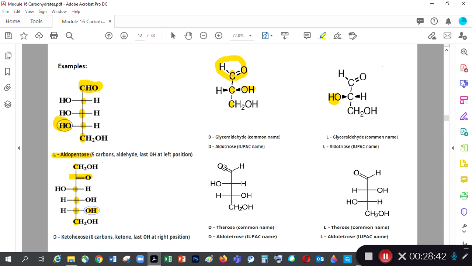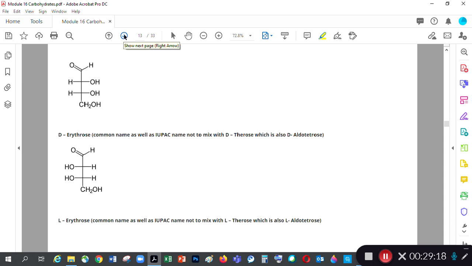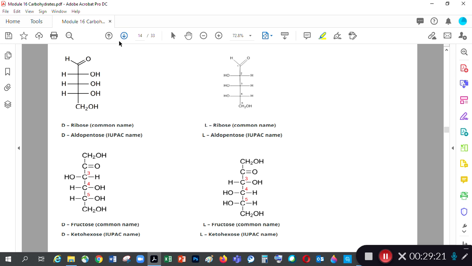And here is the same thing: the carbonyl group is here, and count the number of carbons, 1, 2, 3, 4. That will be D-aldotetrose, the IUPAC name, and the common name is D-threose. And here is the same thing, but the OH is on the left, not on the right. So this is L-threose or L-aldotetrose. So we went through this, the same thing, naming. We went through again how to name those, common name versus IUPAC name.